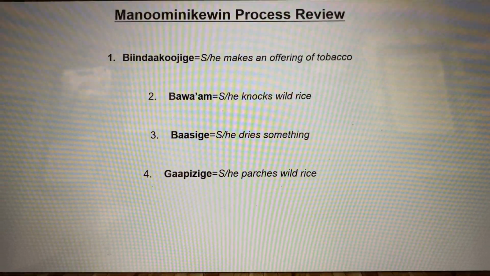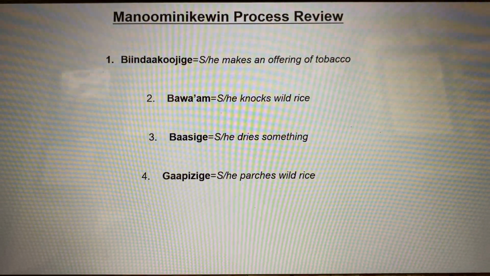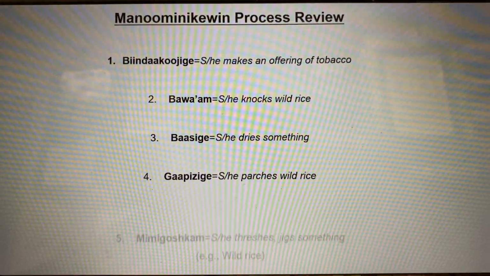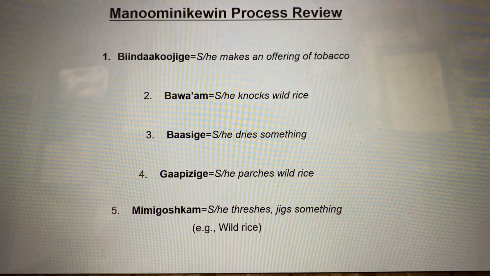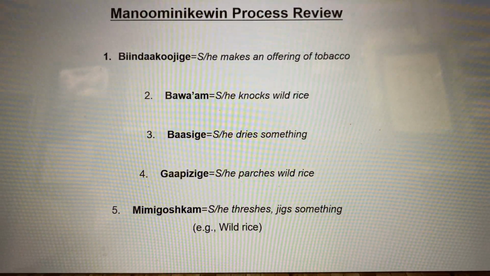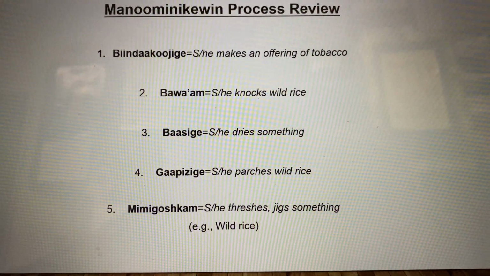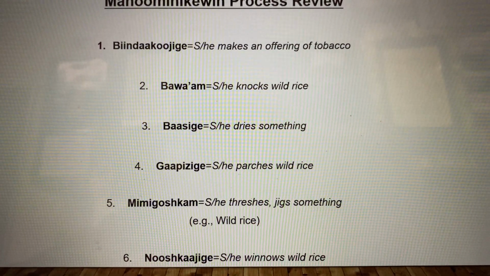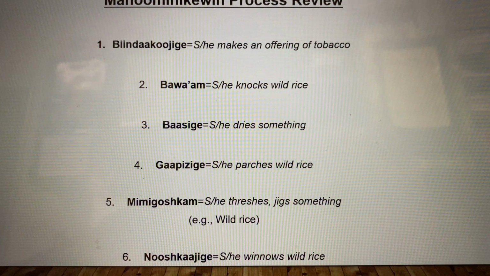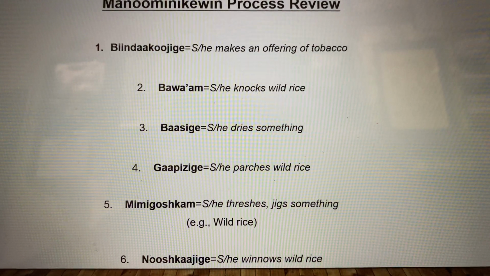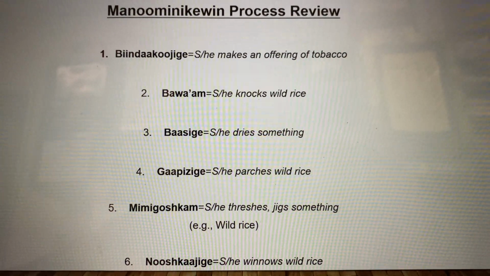Number 4, pizige, he parches the wild rice. Mimigoshkam, he threshes or jigs something, in this case again wild rice. And our last process we have is nushkachige. He winnows the wild rice.